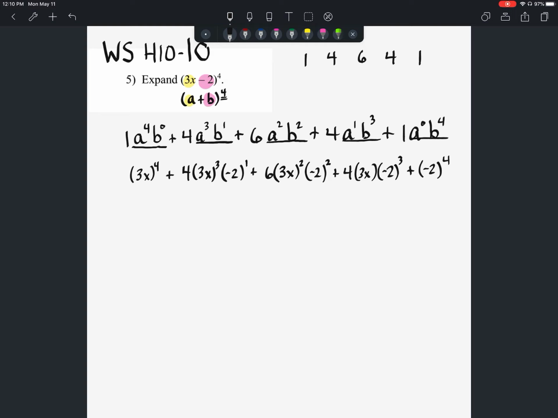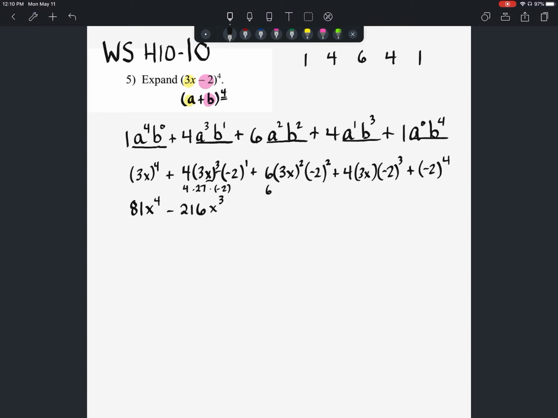Now just simplify. 3x times 3x times 3x times 3x, right? That would be 81x to the 4th power. Then we've got 4. We've got a 3 to the 3rd, which is 27. And then we have -2 times 1, which would be a -2. When we multiply all those together, that should be a -216. And then we still have the x to the 3rd power.